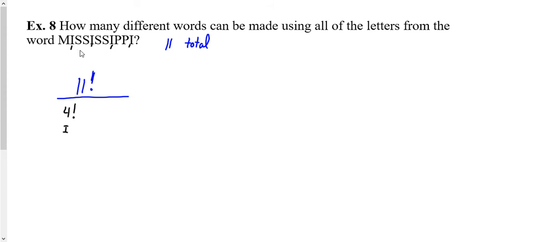The next letter I see, let's talk about the letter S's. How many S's do we have? We have one, two, three, four S's. So here I'm going to divide by another 4 factorial, and these represent all your S's. Finally, we have P and P, so you have 2 P's that are repeating. So it's going to be 2 factorial. In my denominator, I have 4 factorial, 4 factorial, 2 factorial. Again, plugging all this in on your calculator, you should end up with 34,650.